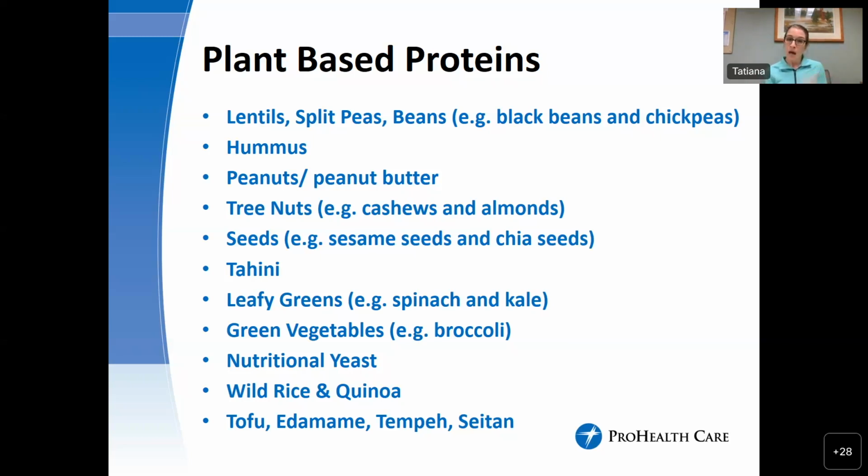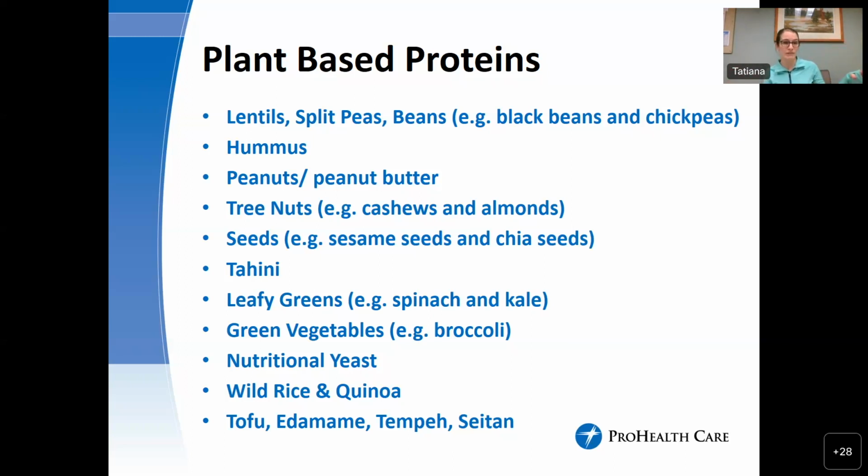So not only can you easily get enough protein in your diet by following this eating pattern, by eating a variety of these foods, it is important that we remember the body can only digest and process so much at one time. And so you are best to evenly distribute your protein sources across your meals and snacks.